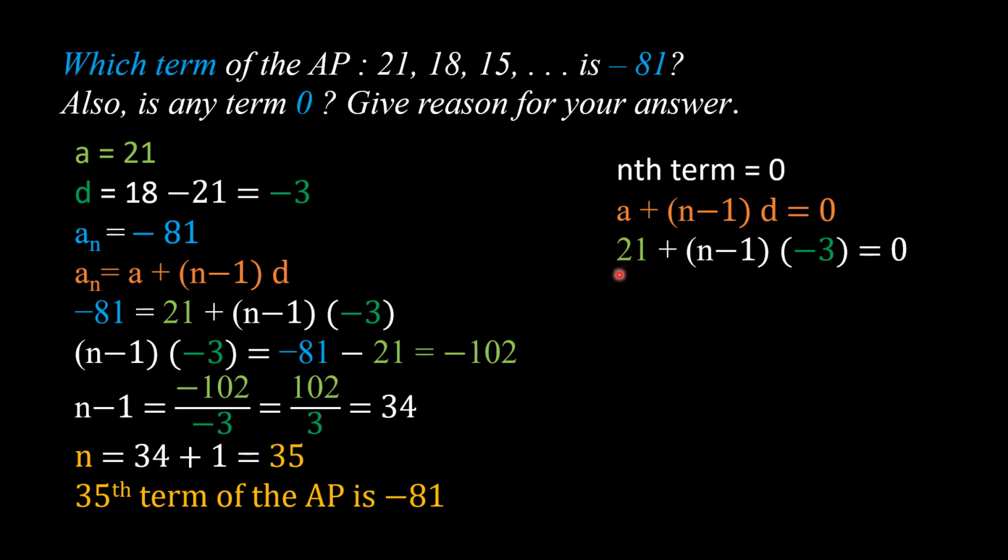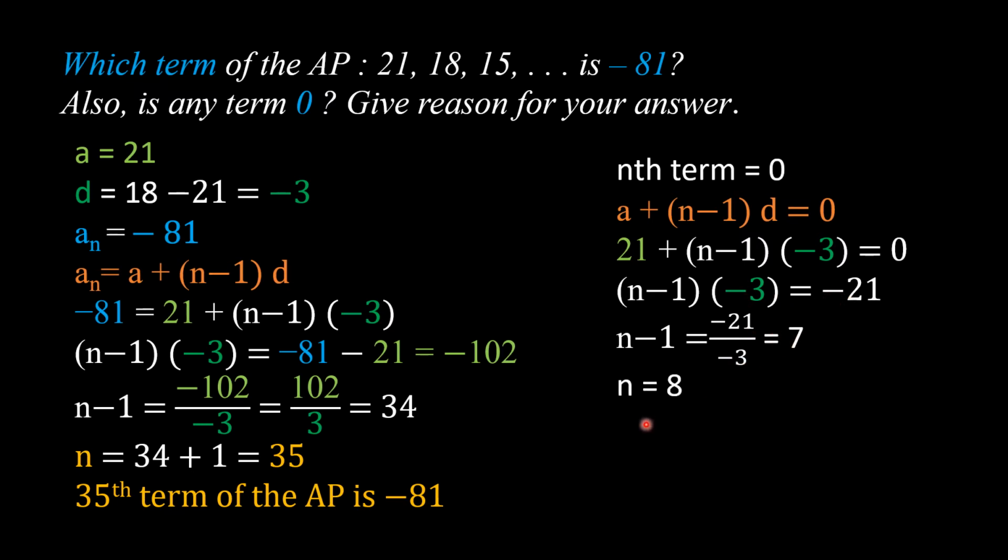Next, we will take 21 to the right hand side and write n minus 1 multiplied by minus 3 equals minus 21. Now we will divide by minus 3 and write n minus 1 equals minus 21 divided by minus 3, which will be 7. So n will be 7 plus 1, that is 8. So we conclude that the 8th term of this AP will be 0. So this is our reason.